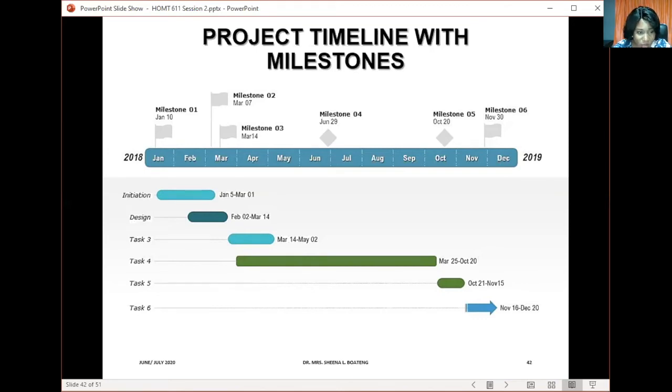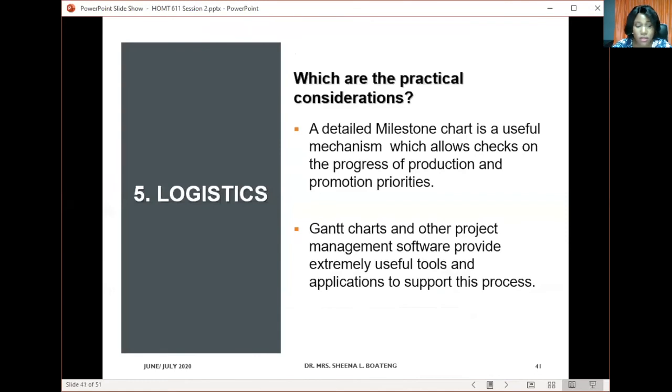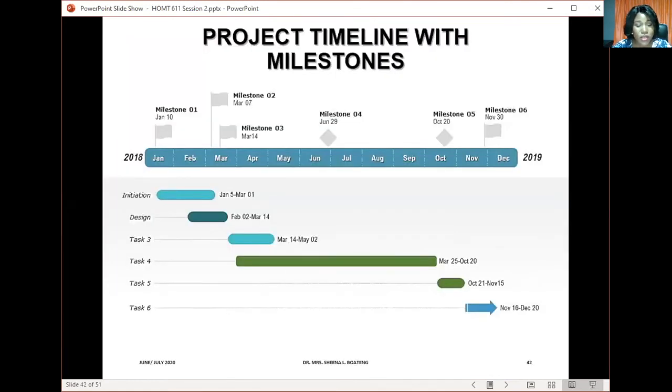And then the 2 months after, there's no milestone, but on June 29th, there's another milestone. And then subsequently, there's no milestone until October 20th. Then a milestone pops up. And another milestone on November 30th. And then the event takes place in what? December. Now, at the bottom is what we will refer to as the Gantt chart.